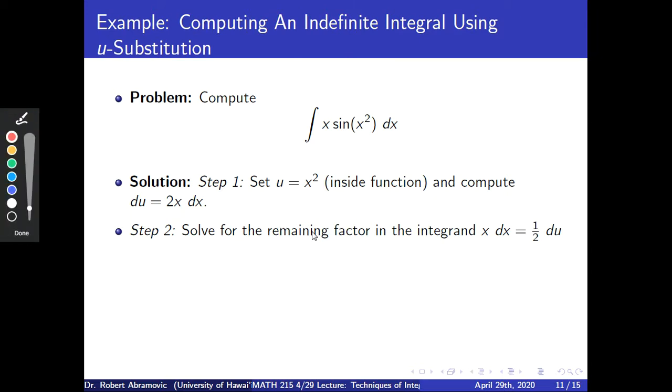Now, the second step is to solve for the remaining factor in the integrand. What's the remaining factor in the integrand? Well, we have an outside function evaluated at an inside function, sine evaluated at x squared, but the other factor in the integrand is x times dx. We have du is 2x times dx. So we're going to solve for x dx, which is equal to 1/2 du. Of course, that's just from dividing both sides of this equation by 2.